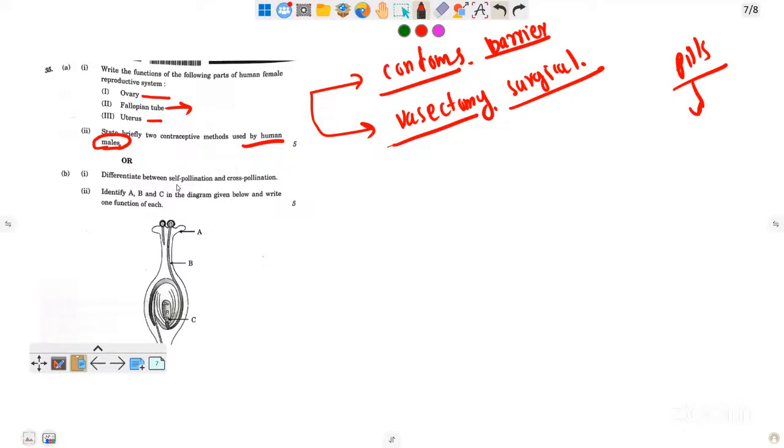Differentiate between self-pollination and cross-pollination. Very easy question. You can write the definition for self-pollination and the definition for cross-pollination first. The definition: transport of pollen grains from anther to the stigma of same flower or different flowers of same plant. That is self-pollination. What about the cross-pollination?